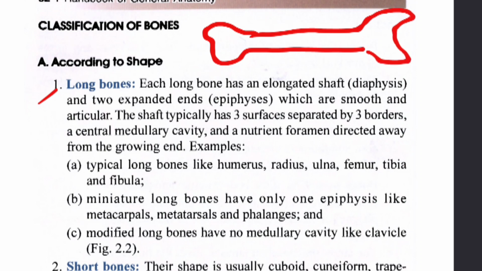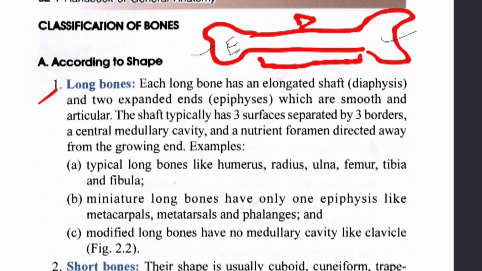So what this paragraph is telling us is that each long bone has an elongated shaft. We are talking about this region, and that elongated shaft is called the diaphysis. Other than that, there are two expanded ends, this one and this one. Both are called epiphyses.